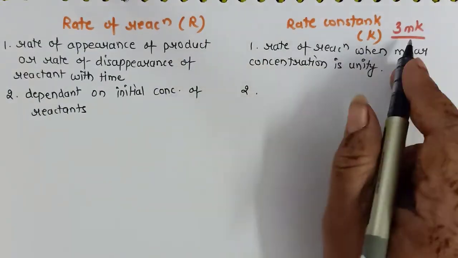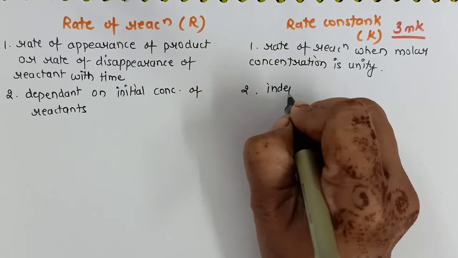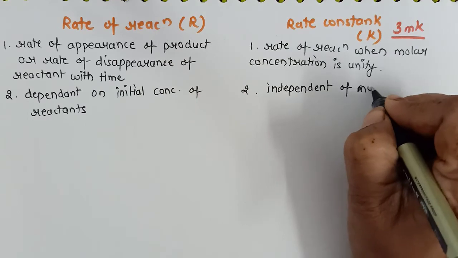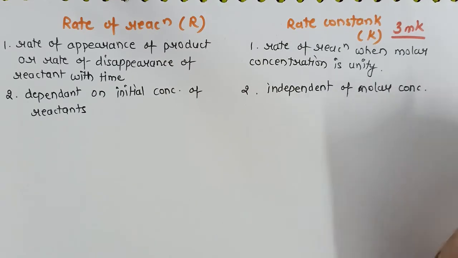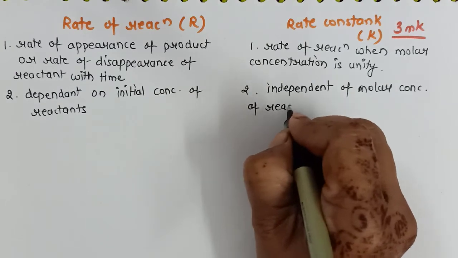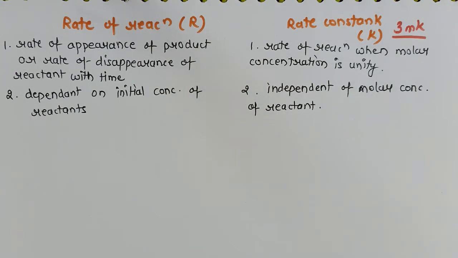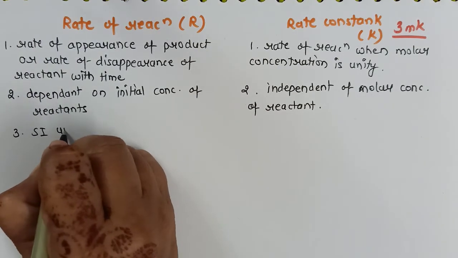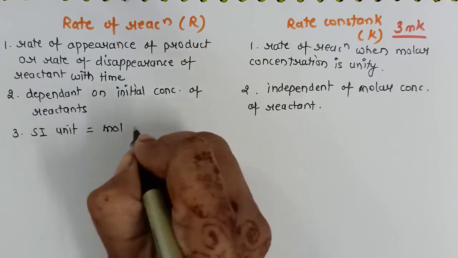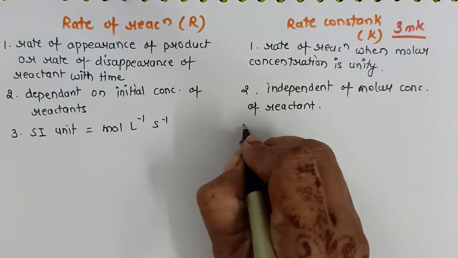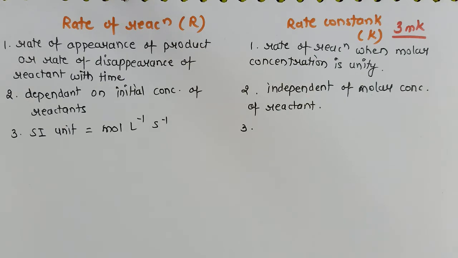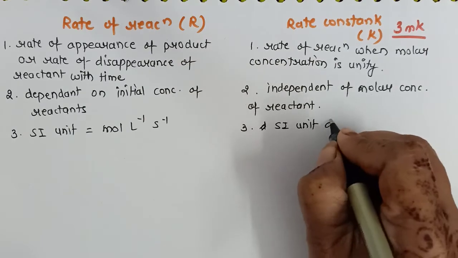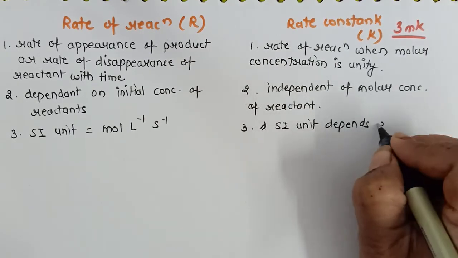Whereas just now we have seen the rate constant K is independent of molar concentration of reactant. Third point, let us define their SI units. The SI unit of rate of reaction is mole liter inverse second inverse, whereas the rate constant K, its unit depends on order of reaction.